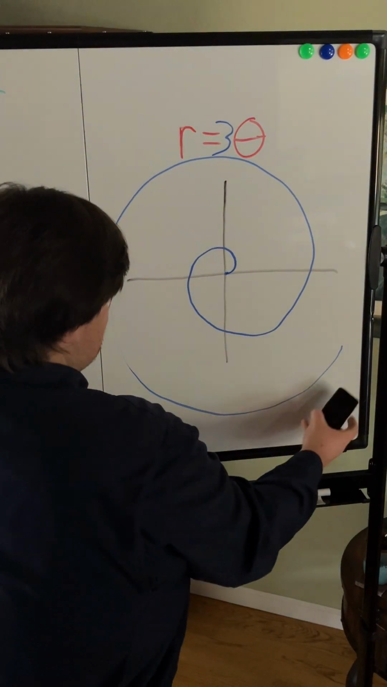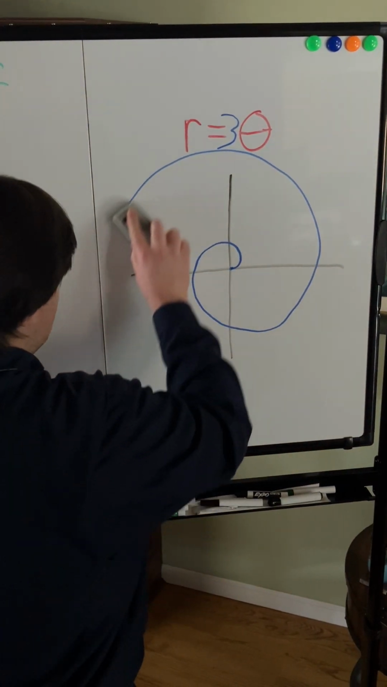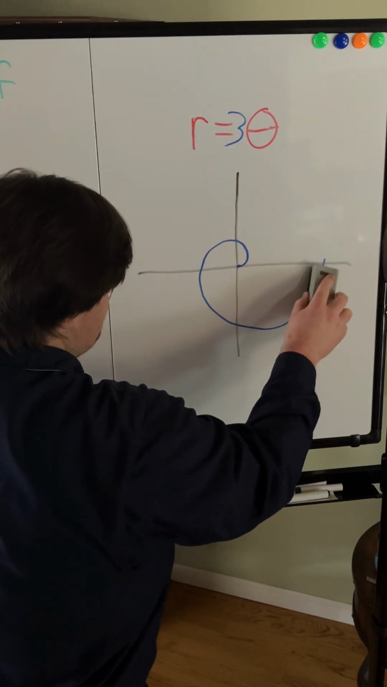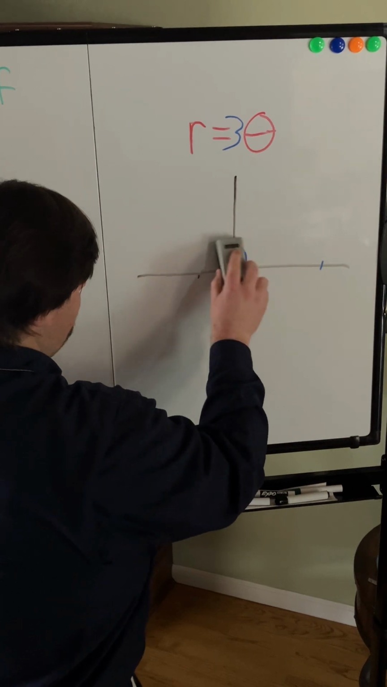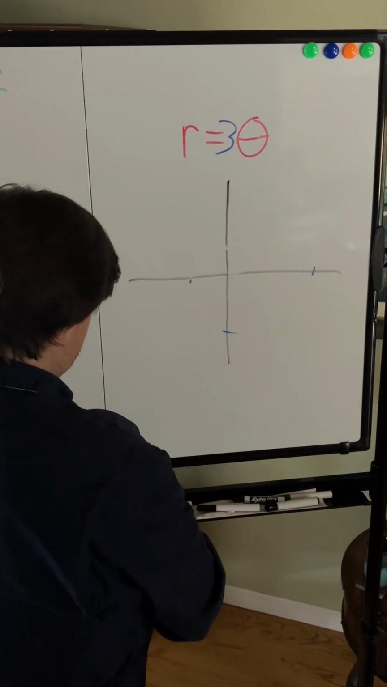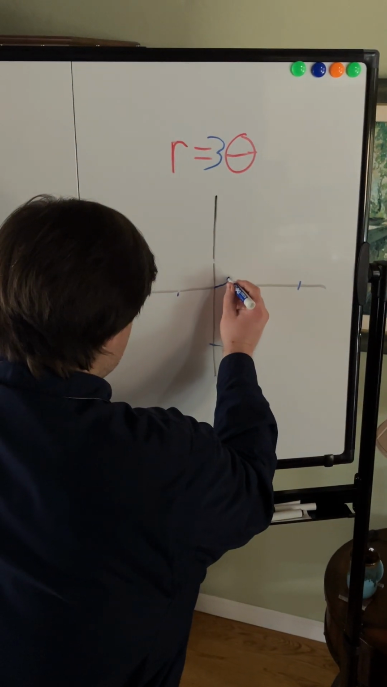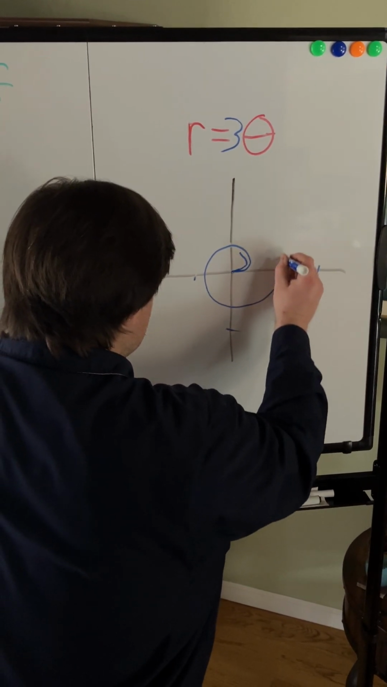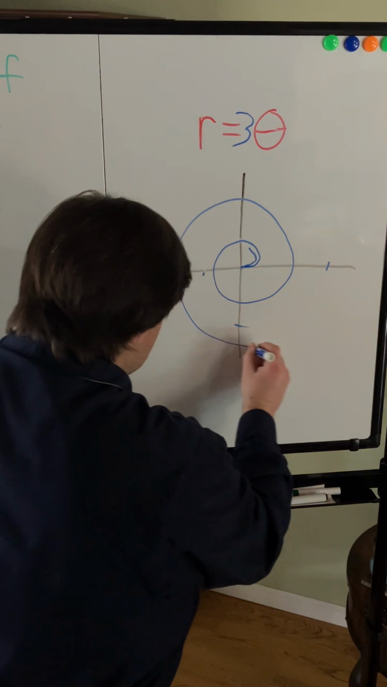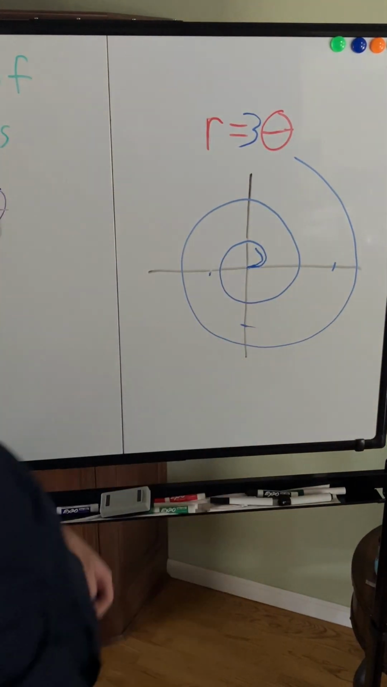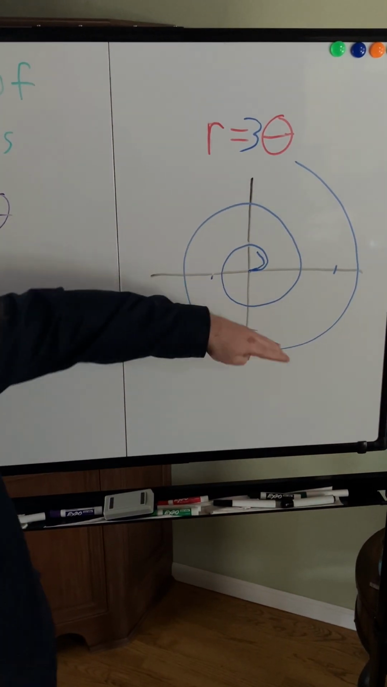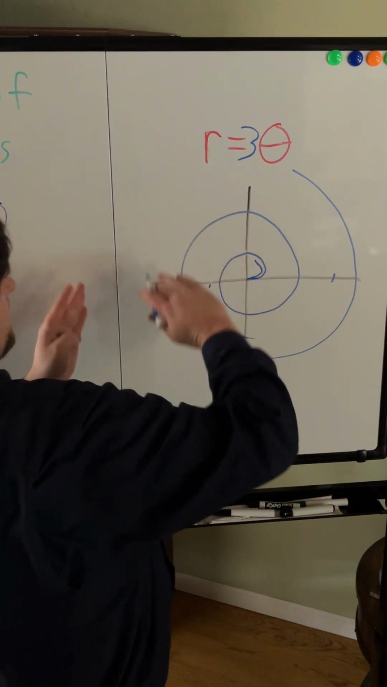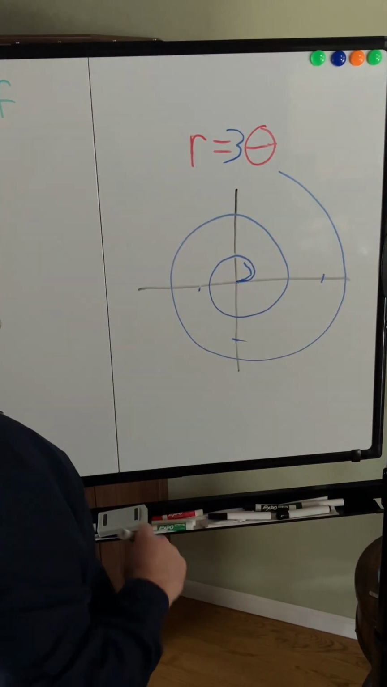We could see a shrunken down version of this graph, and it would look a little bit more like this. Right? The spiral of Archimedes. As your angle increases, your distance increases, and it creates this sort of shape.